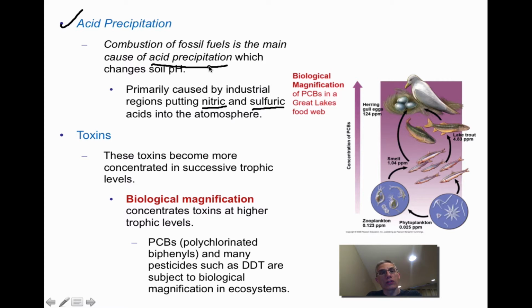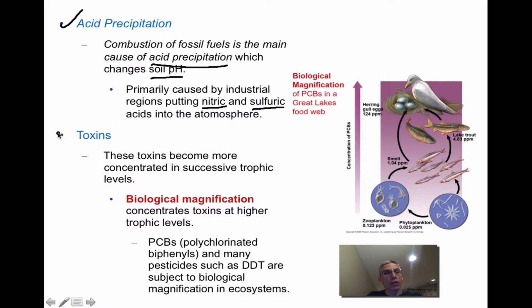And what that does is when the moisture actually makes its way back to the soil, it tends to change the soil pH. And if you change the pH of the soil, it can have a really drastic effect on various wildlife, in particular the plants that are growing in that area.